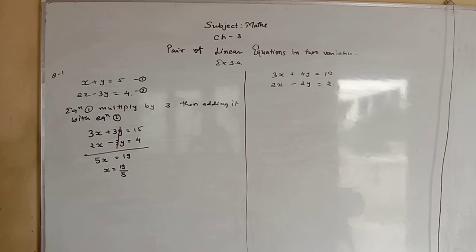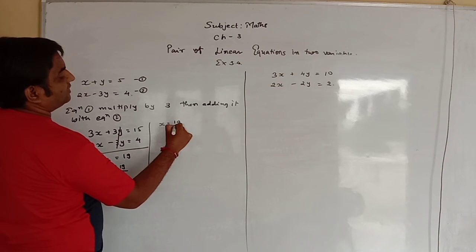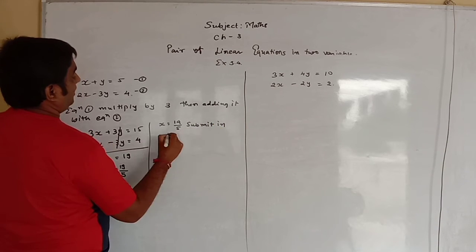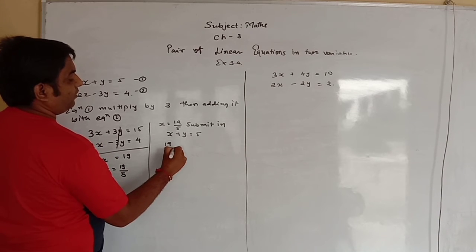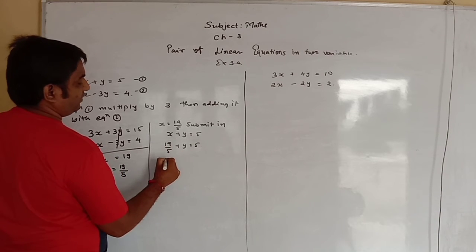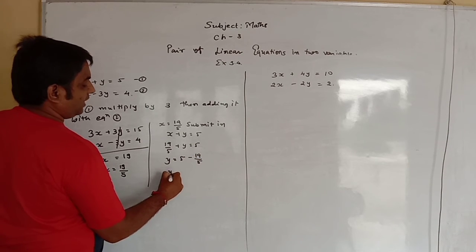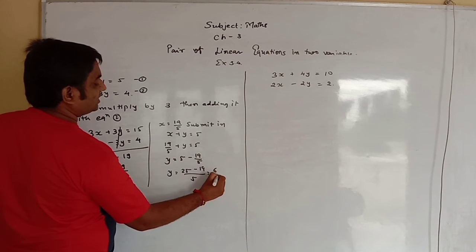Now x equals 19 by 5, we substitute in equation 1. So we write that x equals 19 by 5, substitute in x plus y equals 5. So 19 by 5 plus y equals 5. So y equals 5 minus 19 by 5. So y equals 25 minus 19 by 5, which is 6 by 5.